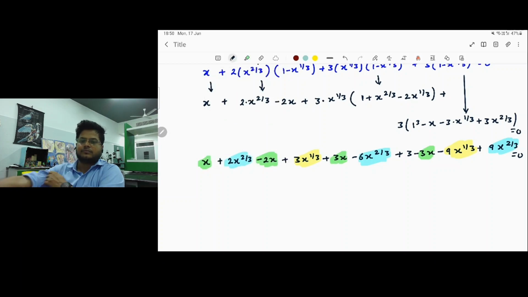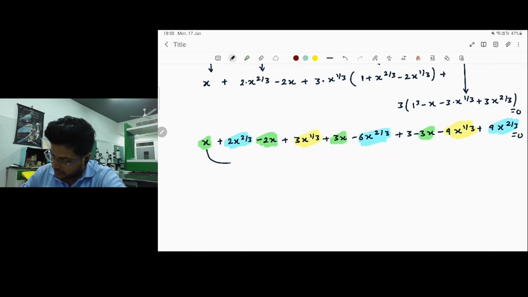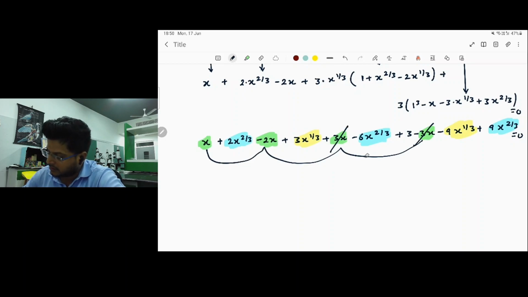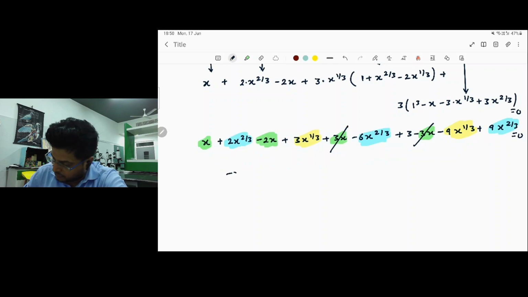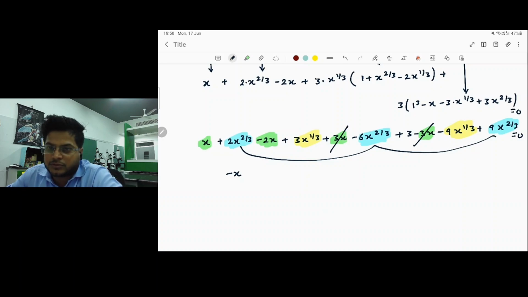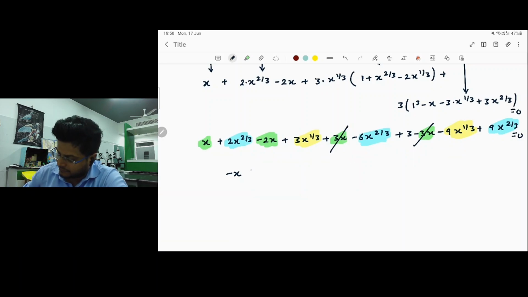So now please simplify x alone. So this x, this x, this x, this x. So you can see like this 3x and this 3x will get cancelled, isn't it? So ultimately what we got, this x and minus 2x will give you minus x. Now the sky blue. So 2 and 9 is 11, 11 minus 6 is 5. So we got plus 5 x to the power 2 by 3. Now x power 1 by 3. So here 3 and here minus 9 will give you minus 6 x power 1 by 3. And the constant is there 3 equals 0.